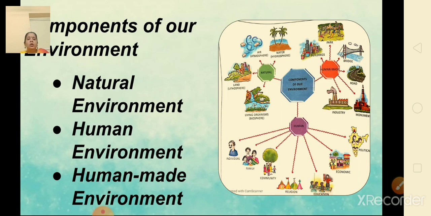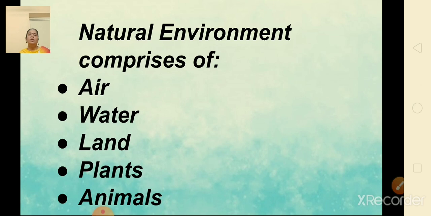So then children, what is human made environment? Human made environment is nothing but everything that we see around us that is made by humans. Bridges, buildings, industries, schools, hospitals, all this fall under the category of human made environment. So, natural environment comprises of air, water, land, plants, and animals, right?